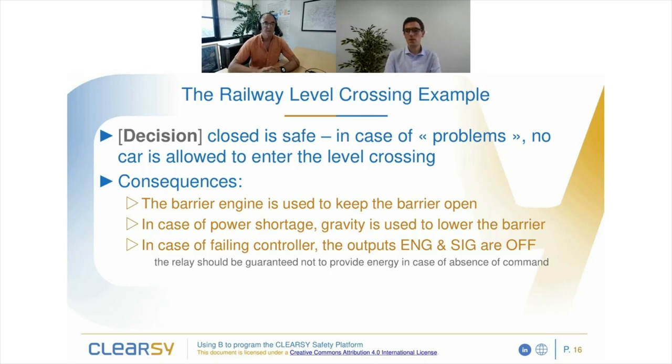So in our example, we have just decided, it's our decision, to consider that closed is safe. The consequences of this decision are that the barrier engine I mentioned is used to keep the barrier open. And in case of power shortage, gravity is used to lower the barrier. And in case of a failing controller, because the controller may fail, the outputs for the engine and for the signals are off. So we should verify that the relays we are using for controlling the engine do not provide energy in case of absence of command.